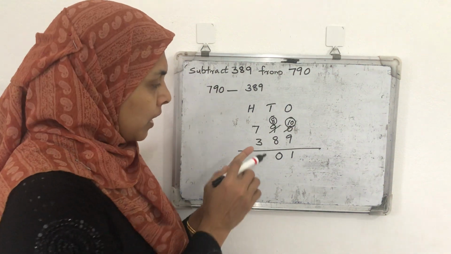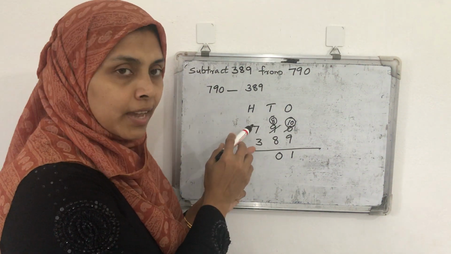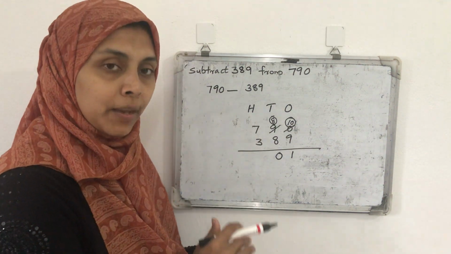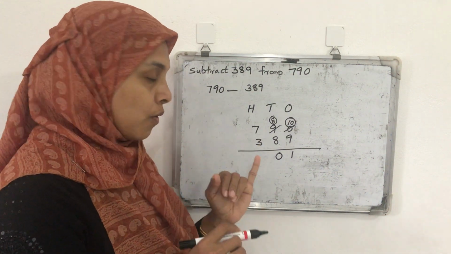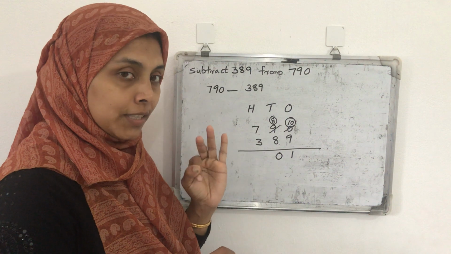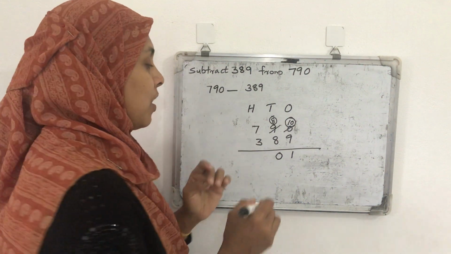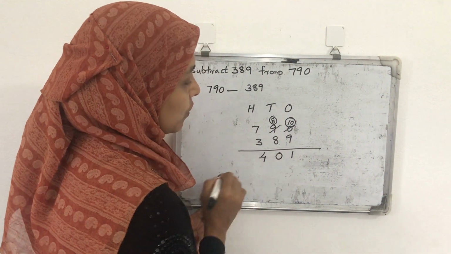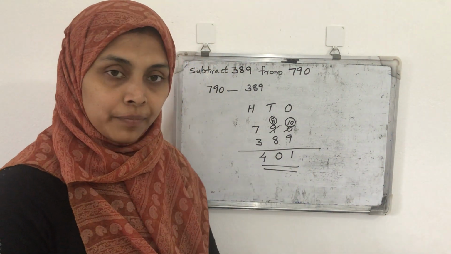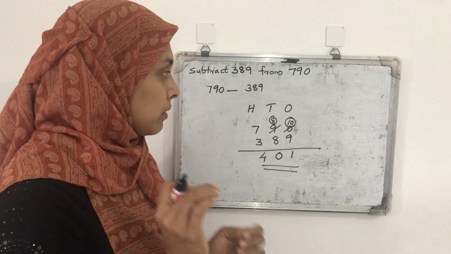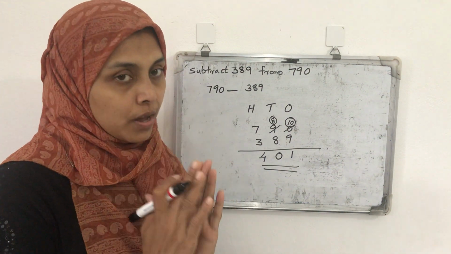Then last subtraction 7 minus 3. Here 3 is smaller than 7. So we can directly subtract. 7 minus 3. Okay, 7 minus 3 you know. 4, 5, 6, 7. How many? 4. So what is the answer we got? 401. Is it clear? If any doubts, you can call me and clear your doubts.